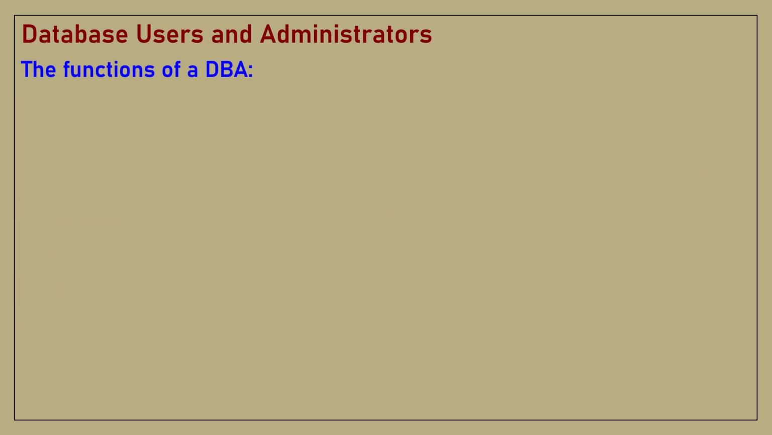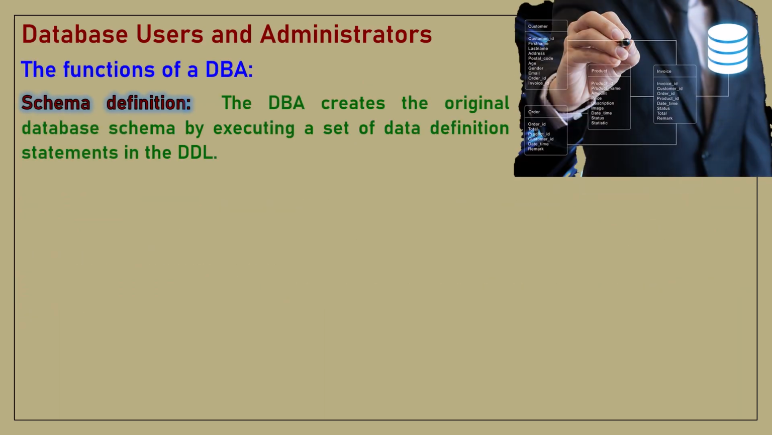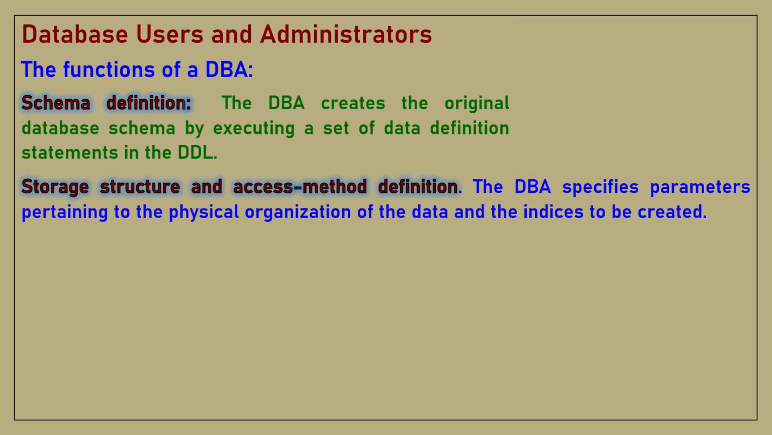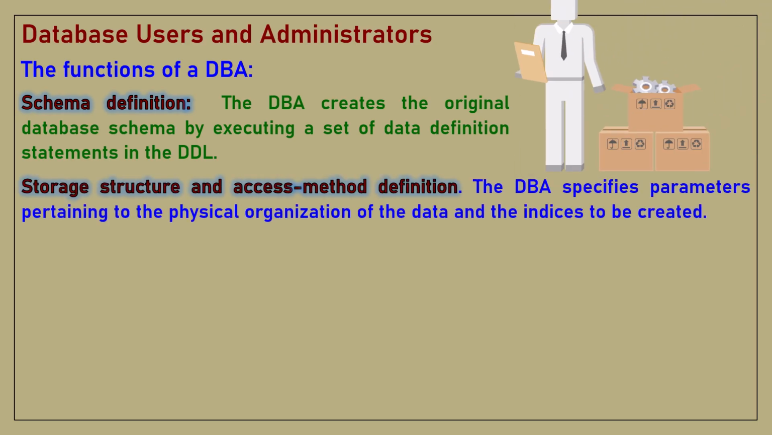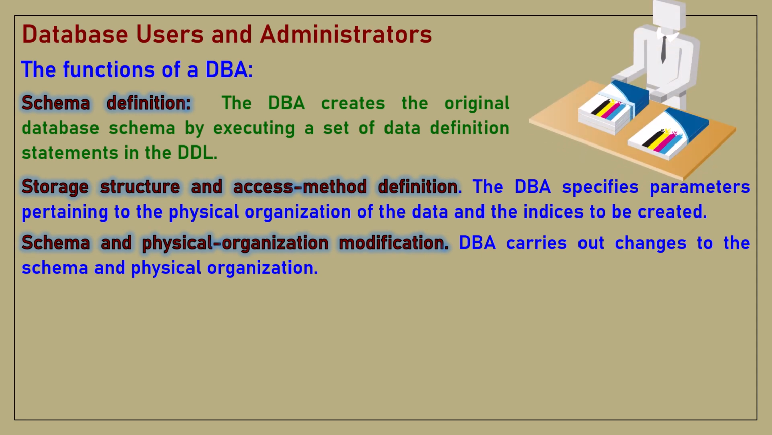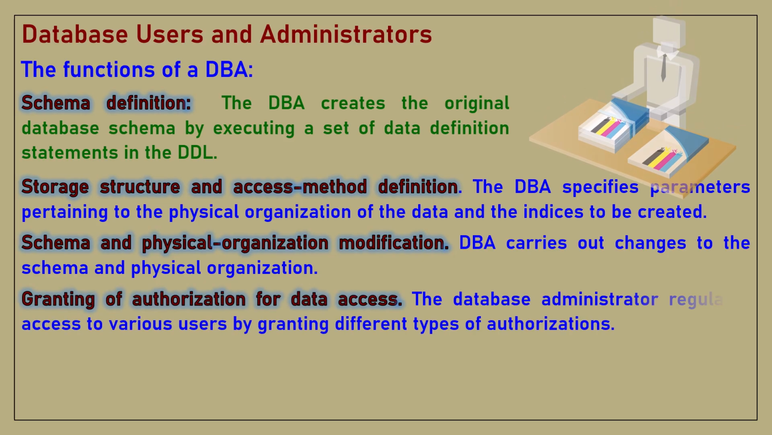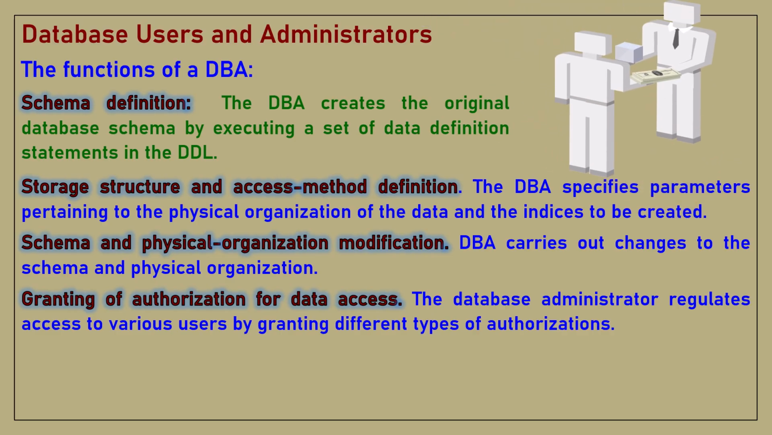The functions of a DBA include schema definition. The DBA creates the original database schema by executing a set of data definition statements in the DDL. Storage structure and access method definition. The DBA specifies parameters pertaining to the physical organization of the data and the indices to be created. Schema and physical organization modification. To improve performance, or as the needs of the organization change, the DBA carries out changes to the schema and physical organization. Granting of authorization for data access.